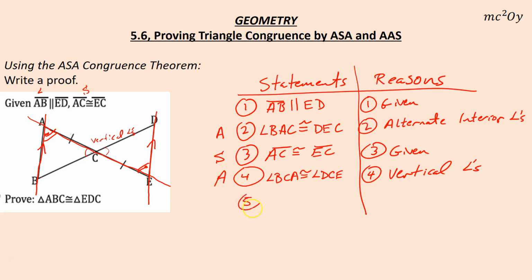So finally, using angle side angle, I'd have triangle ABC is congruent to triangle EDC by angle side angle. All right, that's all there is to that one.